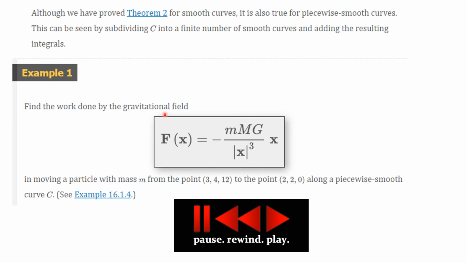Okay, so find the work done by this gravitational field in moving a particle with mass m, so we're just letting that be the mass, from the point (3, 4, 12) to the point (2, 2, 0) along a piecewise smooth curve C. You know what to do. Let's see how you did.